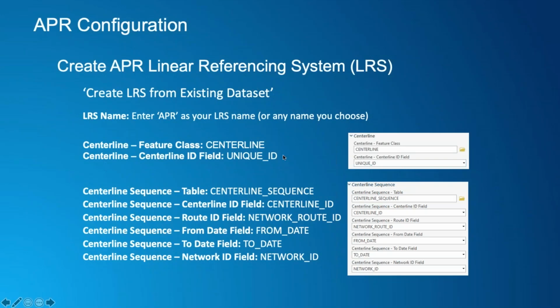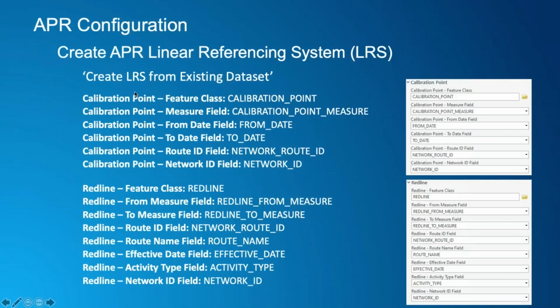So you can kind of see how this cadence is going to go. I've outlined for you the feature class in a column and a quick screenshot of the APR configuration screen so you know how to wire these up. Next, you're going to wire up the Centerline sequence with its tables and its fields. That's an example of that there. The calibration point table and its fields. So you can see now we've got the calibration point measure.